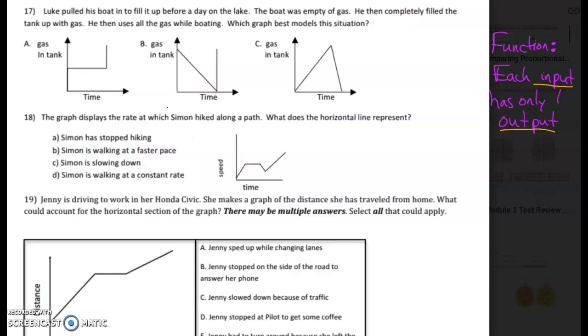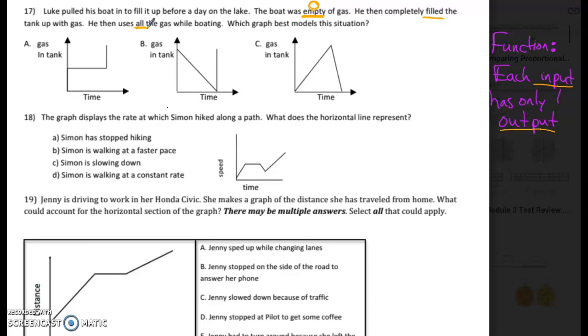Now we're looking at situations and finding the best graph to represent it. The key to looking at these graphs is to look at the labels on the axes, to see what information it is giving you. So Luke pulled his boat in to fill it up before a day on the lake. When he pulled it in, the boat was empty of gas, so that means there was zero gas in the tank. He then completely filled the tank up with gas, and then he uses all the gas while he's out boating.